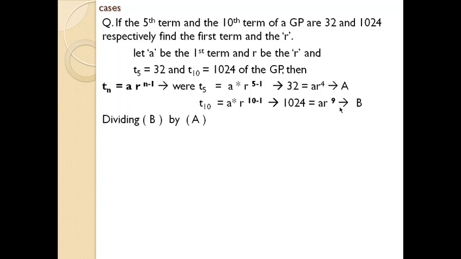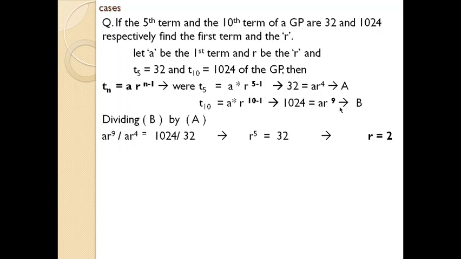Divide B by A. The concept is that you need to divide the bigger case by the smaller case. Here a r^9 is the bigger one, a r^4 is the smaller one, so remember to follow that. There is no rule that you need to multiply B with A. Next, a r^9 by a r^4 equal to 1024 divided by 32.